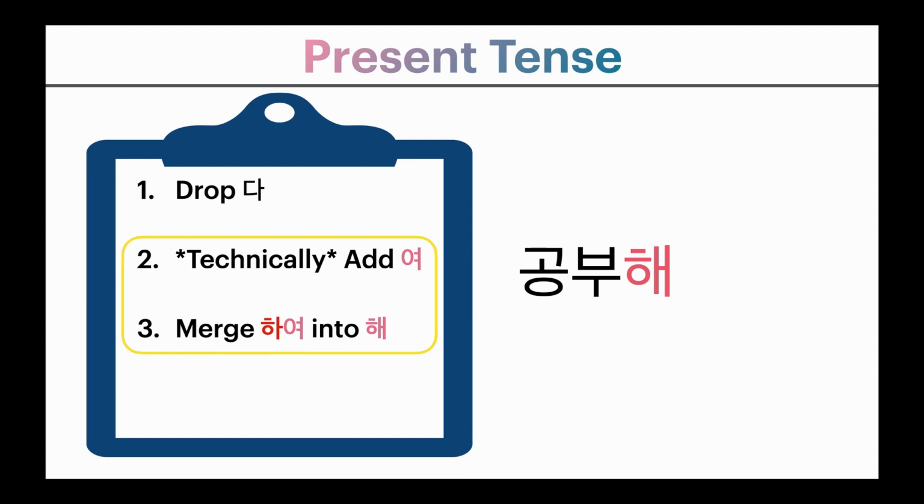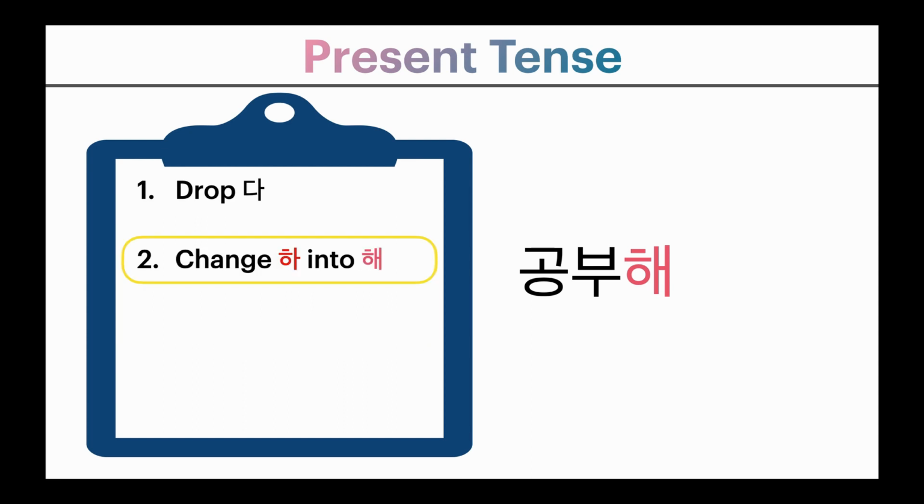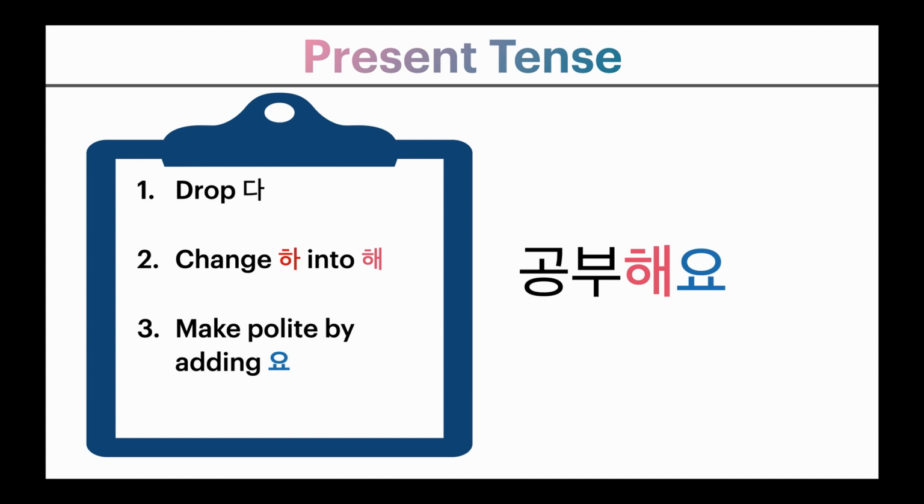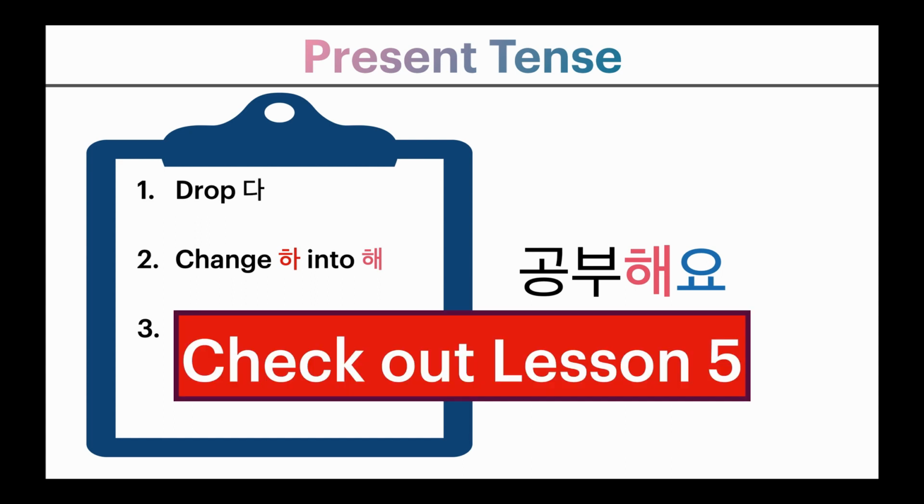Now more commonly, these two rules here actually can come together and you could just say that you're changing 하 into 해. So starting from 공부하다, drop 다, and change 하 into 해. And then make polite by adding 요. If you want more detail on conjugating 하다 verbs, then go ahead and check out lesson 5.